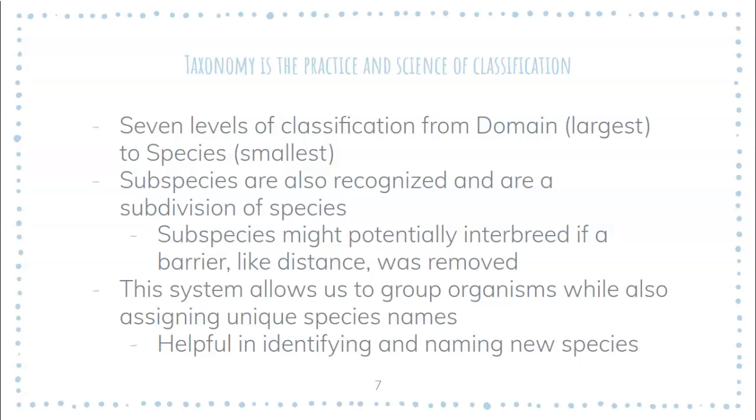So the main reason we care about classification is because this system allows us to group organisms while also assigning unique species names. This is helpful when we need to identify new species. We can work with the classification system we've already created and help fit it into the area, and maybe help us realize some common ancestors or work with the other organisms within its levels.